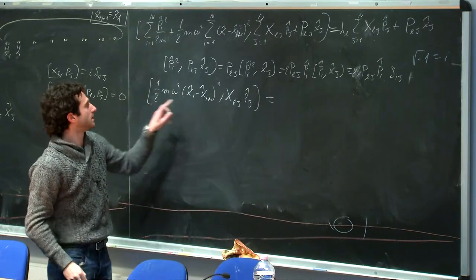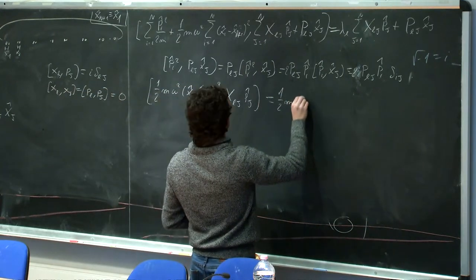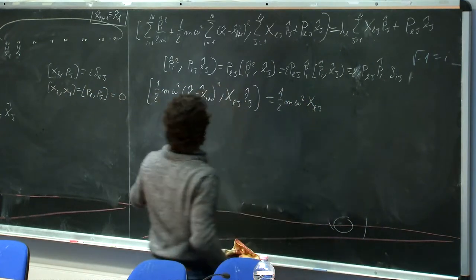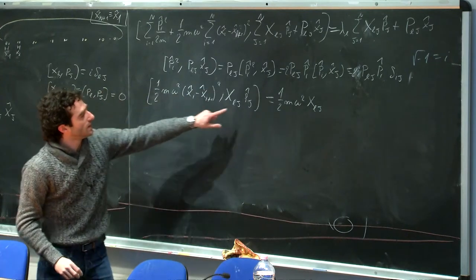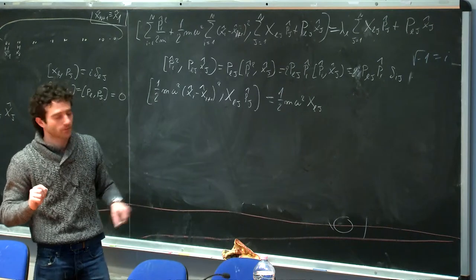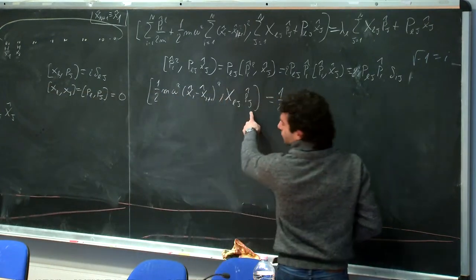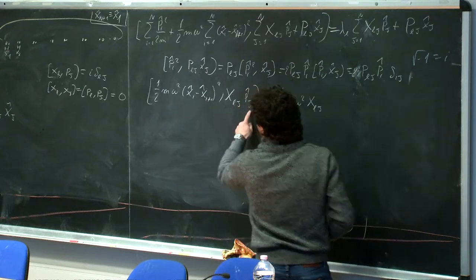Again, what is this? These are just numbers. So this is 1/2 m omega squared x_l. Now we have the commutator between this and this. Now we have two possible contributions, because we have to consider when i is equal to j, or i plus 1 is equal to j.